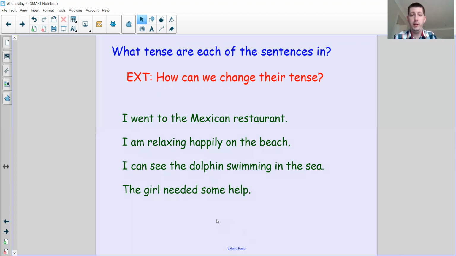So what we're going to do is we're going to now decide whether they are past or present. And any sentences that are in the present tense, we're going to see if we can change them so that they become past tense sentences. So for the first one, it says, I went to the Mexican restaurant. That's something that's already happened. I went there. I'm not there now. I've been there already. I went to the Mexican restaurant. So that sentence is in the past tense. So we'll keep that one as it is.